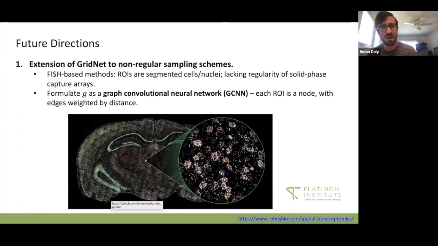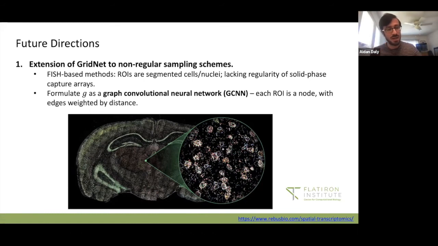The first thing is I've been talking mostly about ST data, and I've kind of thrown this FISH data by the wayside, right? What if we want to apply this to FISH? Well, for FISH images, since we're just doing in situ staining, we don't have this regular grid that makes sense, right? The regions of interest to us are probably cells, and cells can be distributed seemingly at random, certainly not in a regular grid. So how do we handle this?